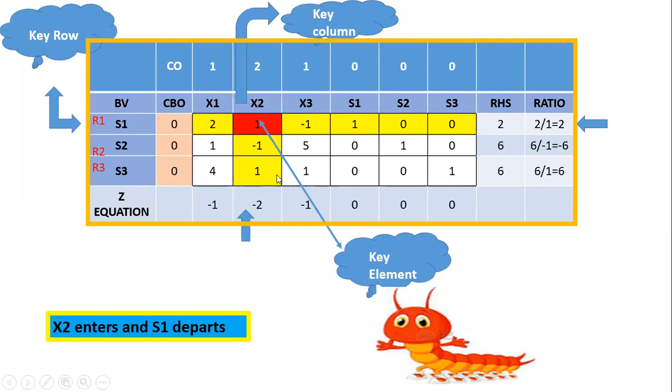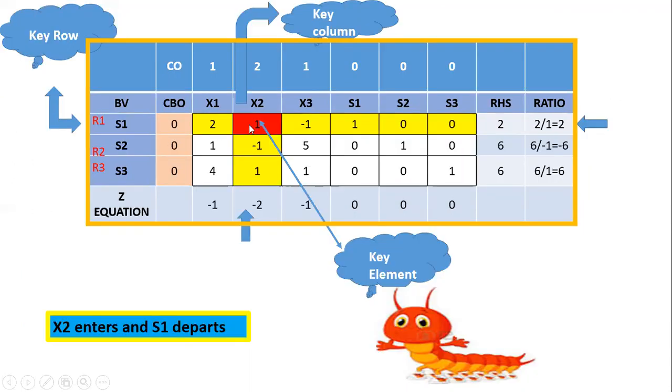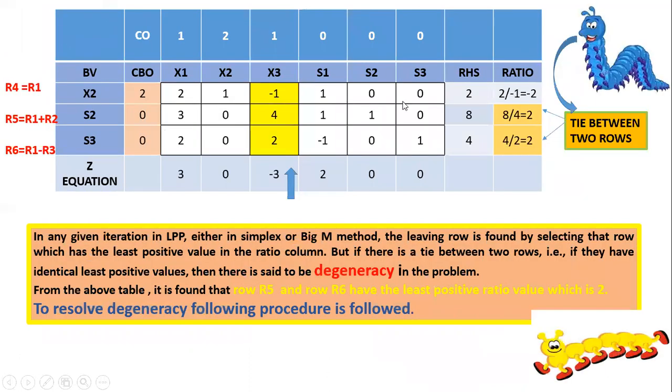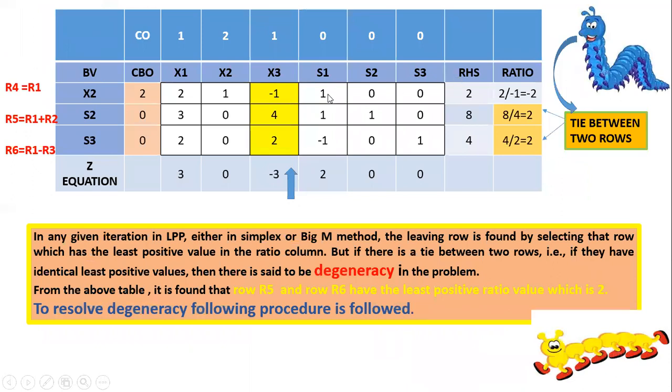The intersection of the key row with the key column is called the key element. We know that the key element is 1 and it should be 1 in the next table also. And the other two values in that key column should be equal to 0. So in the next table, the basic variables will be x2, s2 and s3. Since the key element is 1, R4 will be equal to R1. So this is the operation for row 4. Whatever values are present, you write the same in the first row.